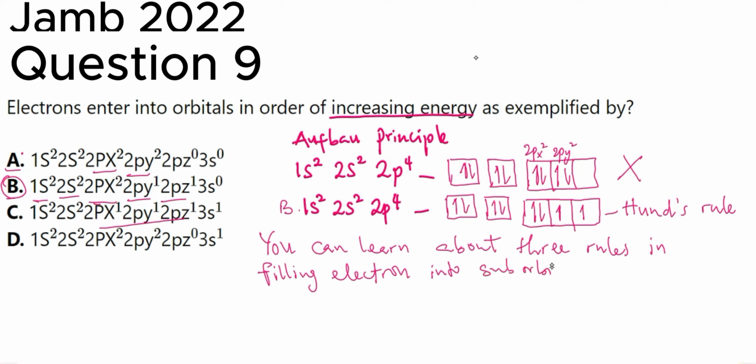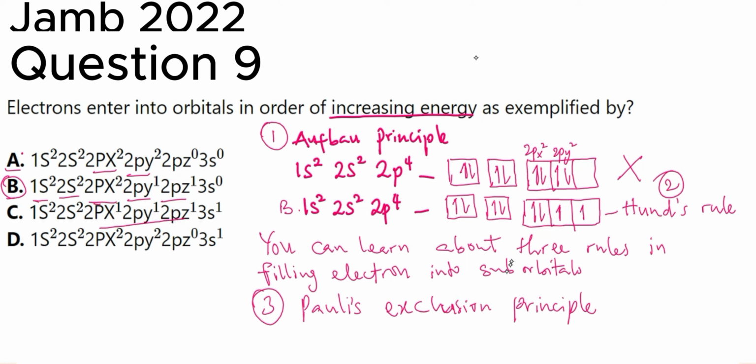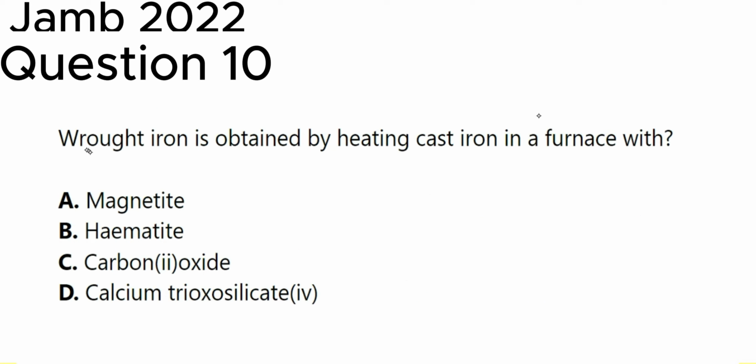So you can learn about 3 rules in filling electrons into orbitals. The first rule is called the Aufbau principle. The second one is called Hund's rule, while the third one is called Pauli's exclusion principle. Question number 10. Wrought iron is obtained by heating cast iron in a furnace with hematite. That's the answer.